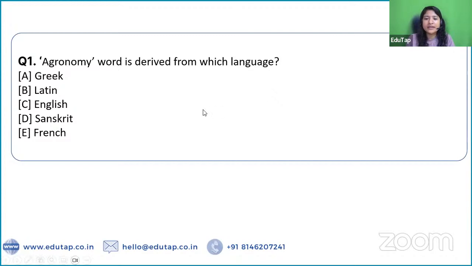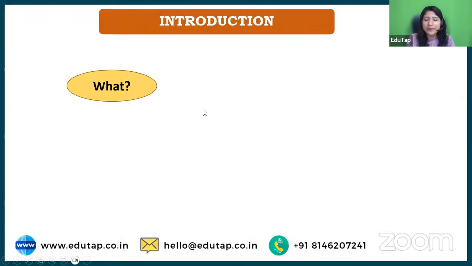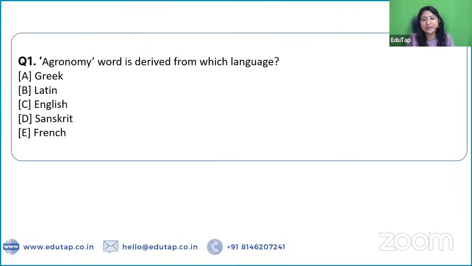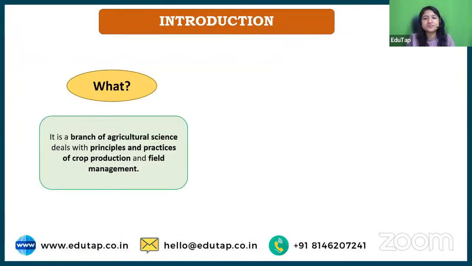But in this case, your word agronomy is derived from Greek. Here, what is agronomy? It is a branch of agricultural sciences. Agronomy and horticulture are all part of the branch of agricultural sciences. Agronomy specifically deals with the principles and practices followed while cultivating a crop, of crop production and managing the field. That is known as agronomy.